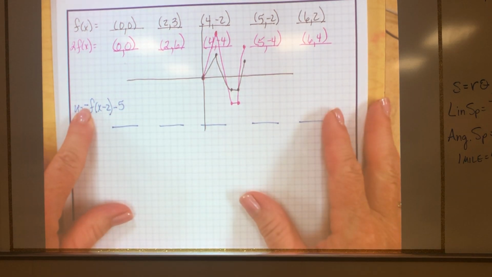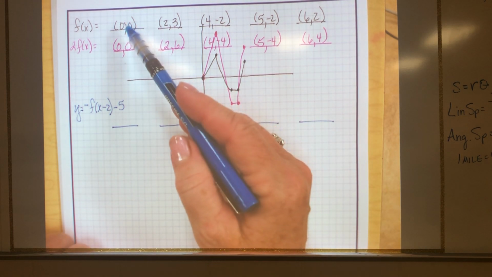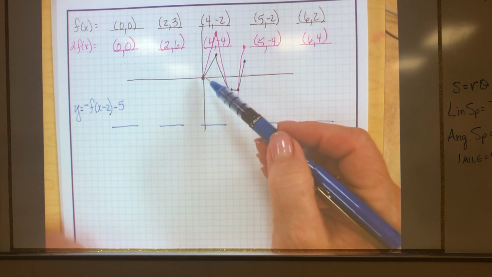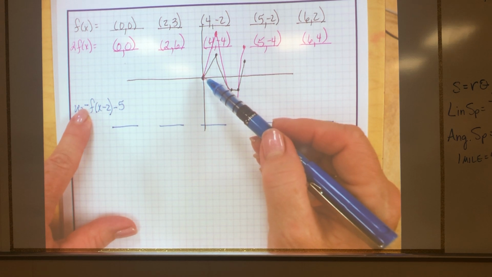So this negative, I'm starting at this point right here. That's this guy. I'm going back to this guy right here. There's my point. This negative reflects it over the x-axis. It's on a y, so it always reflects it over the other axis. Do I do that first or last?